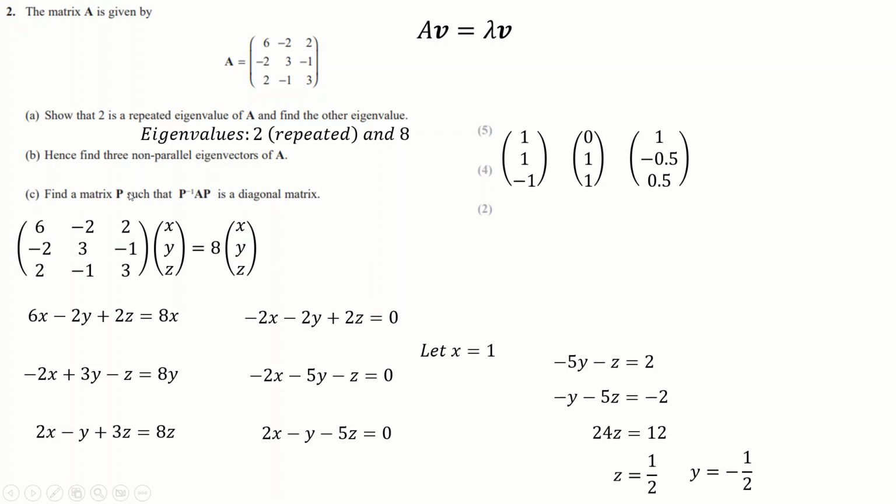For C, then, find a matrix P such that this happens. You just take these 3 vectors and you put them into a matrix like this. And yeah, that's as simple as that.